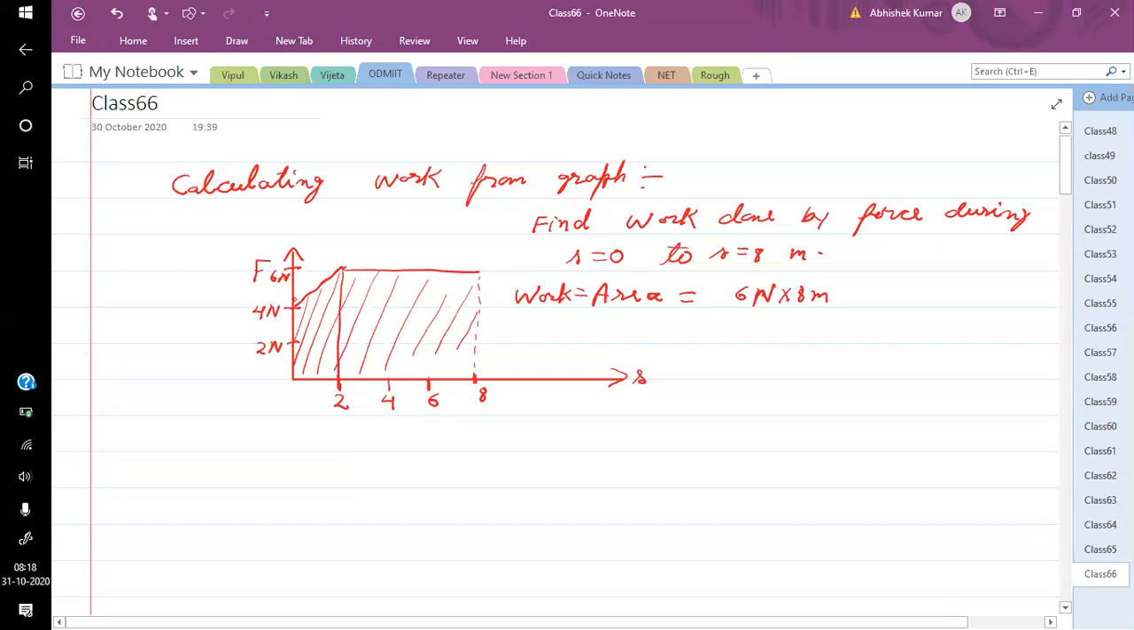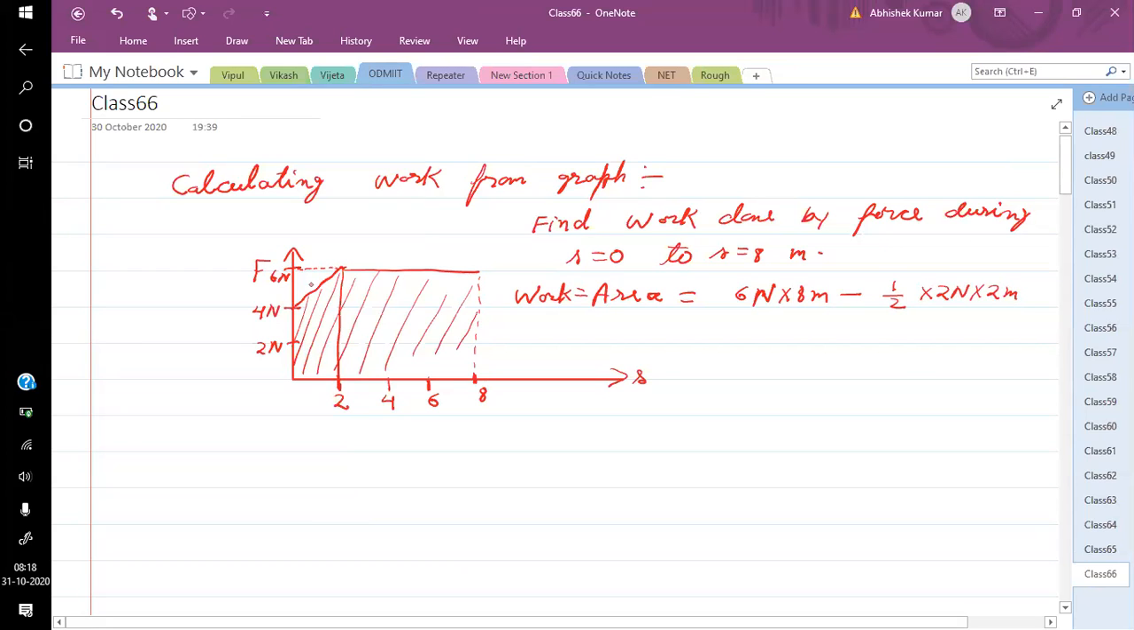Then this small triangle is subtracted. So the small triangle, if you subtract, that is how much? 2 Newton this side, so 6 Newton to 4 Newton is 2 Newton this side and 2 meter this side. So the triangle is 2 Newton into 2 meter.